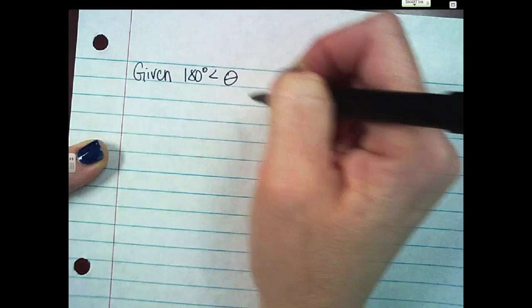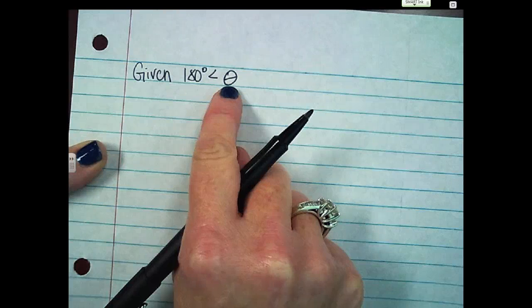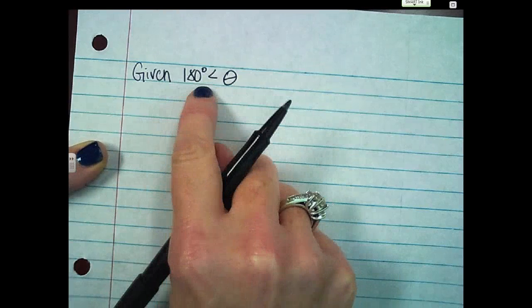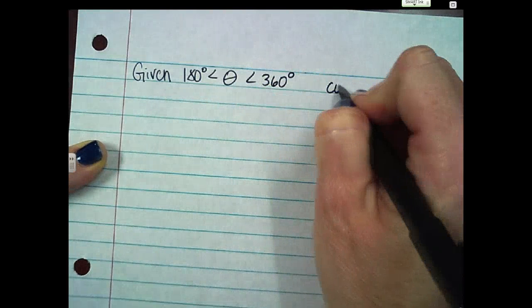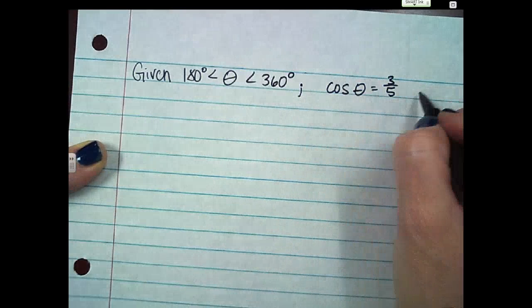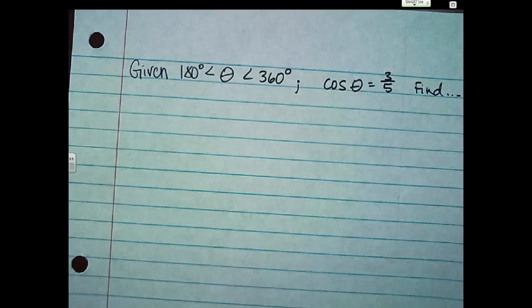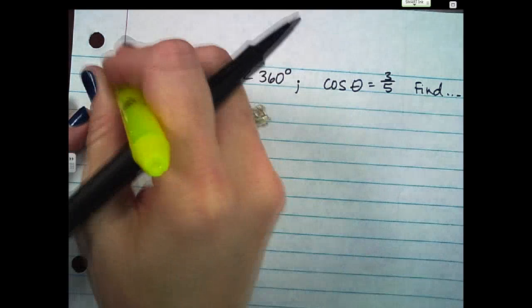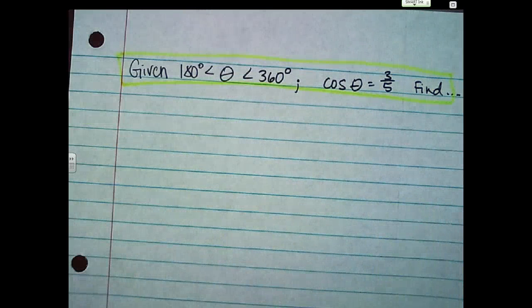It's going to say given 180 degrees, and it's going to call your angle theta instead of alpha, but whatever. It's just representing an angle. What variable you put there to represent it doesn't make any difference. Okay, so 180 less than theta less than 360. And then it's going to tell me cosine of your angle is 3/5. And then it wants you to find some information. So that's the directions. I'll give you a second to write them down.